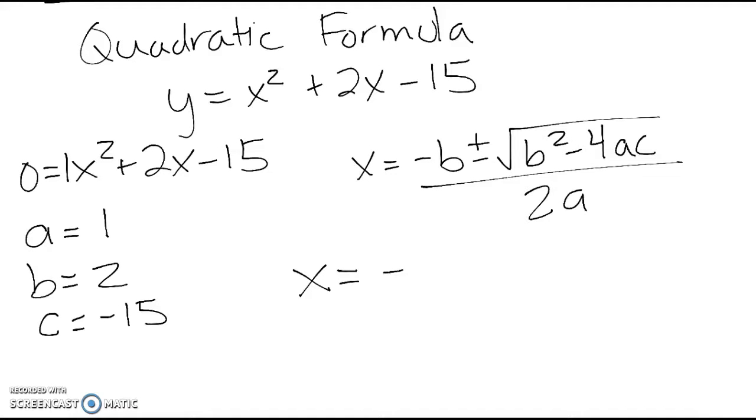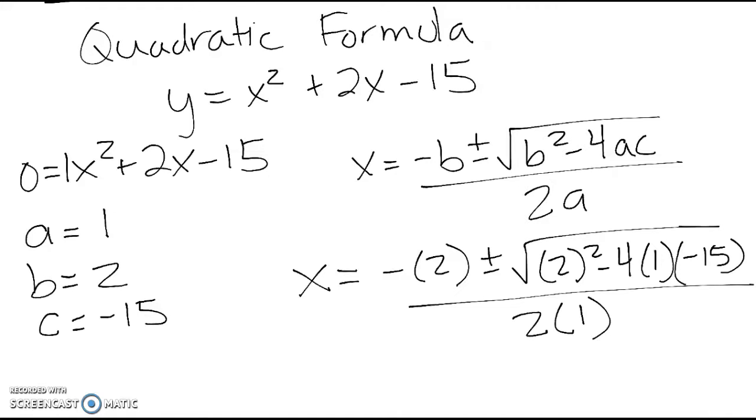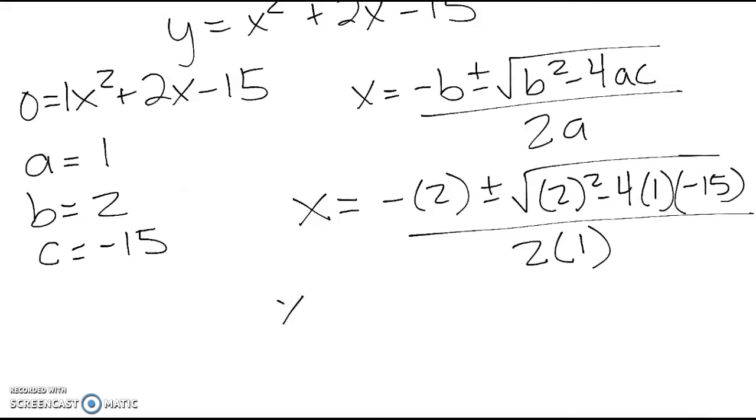So negative b, my b is equal to 2, plus or minus the square root of b squared. Again, b is 2, minus 4 times a, my a is 1, times c, which is negative 15, all divided by 2 times a. My a is 1. The opposite of 2 gives me negative 2, plus or minus. I'm going to write down every single step because there are a lot of places I can make mistakes, so I want to be very careful as I solve this.